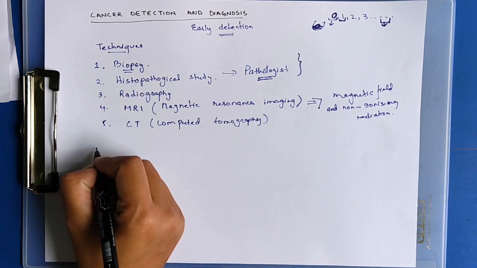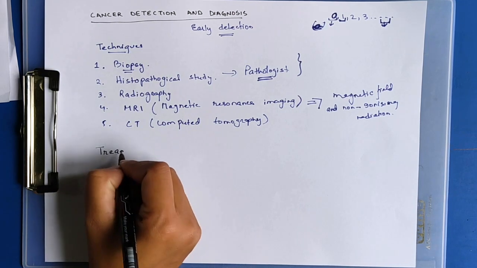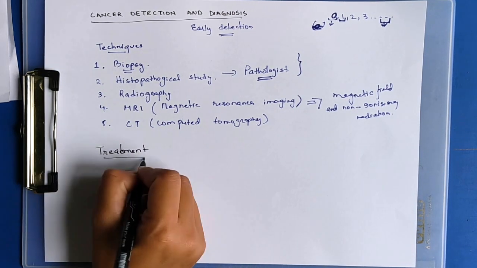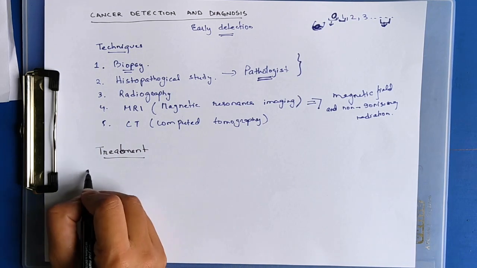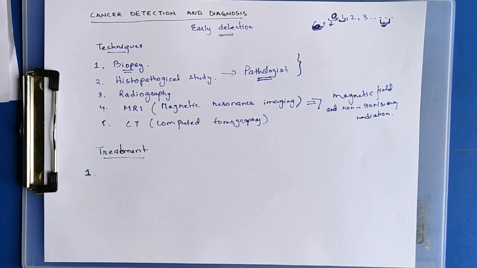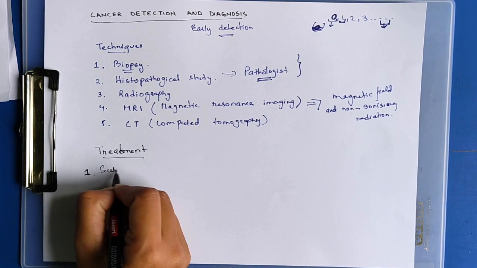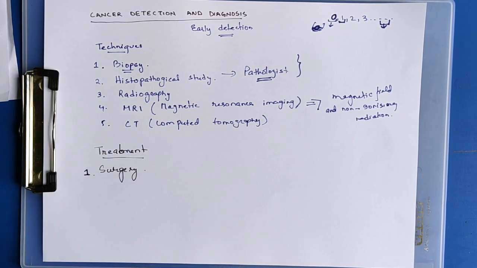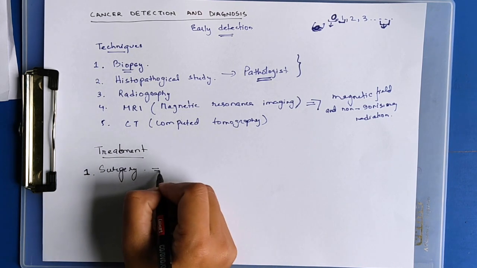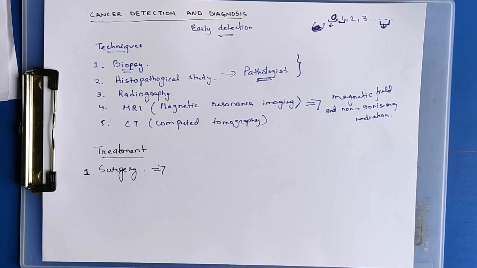Treatment of cancer. The treatments of cancers depend on when the cancer is detected. If it is detected early, then treatment can be just surgery. The first treatment is surgery. In surgery, the cancer cells will be surgically removed from the body of the patient.